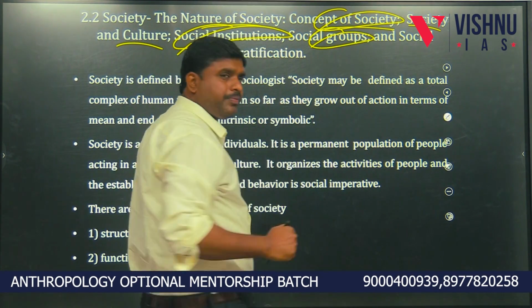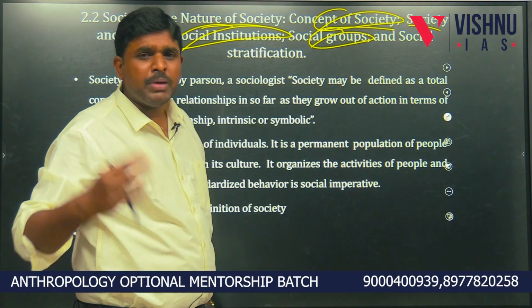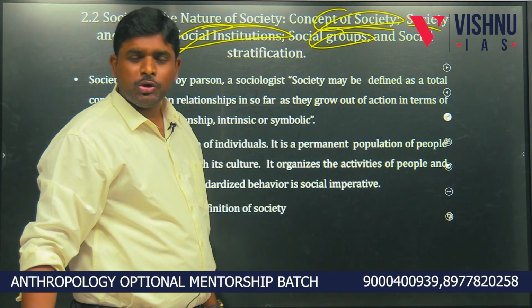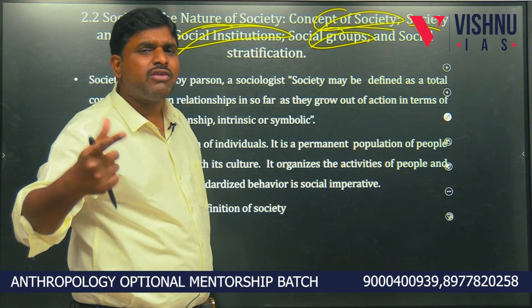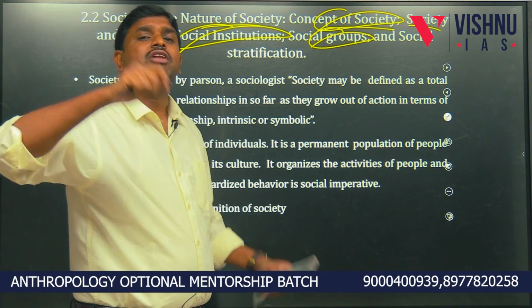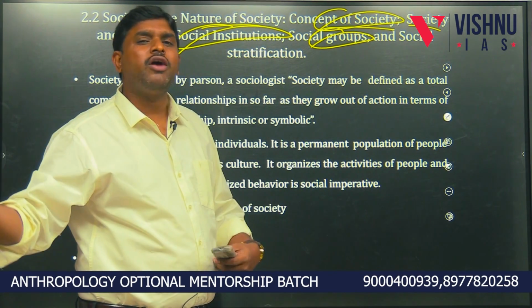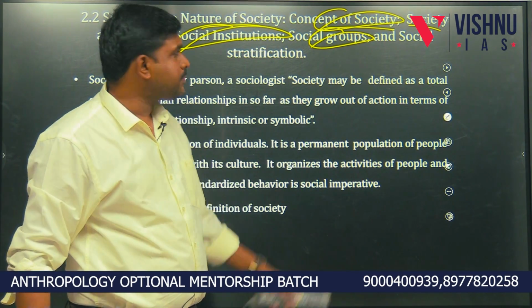Then social group. Your WhatsApp group is a social group. People will come, people will go, people will join, people will leave. In a social group, no specified behavior is required. You can be as you are. If they wish, they will keep you. If they don't wish, they will remove you. If you wish, you will be there, or if you don't wish, you will go away. It is called a social group.